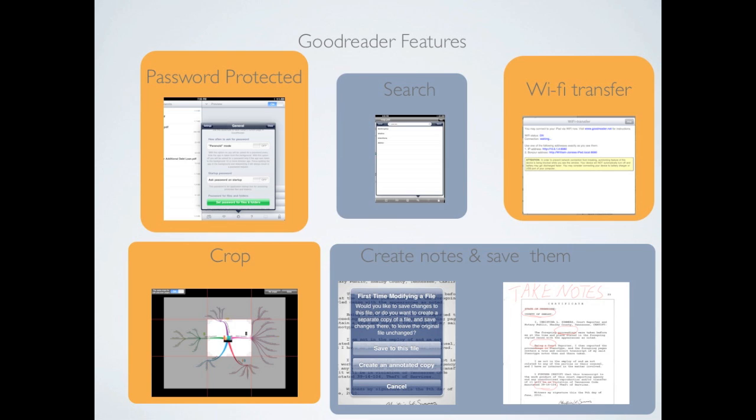There's a search function to look for words. You can transfer files over Wi-Fi. If you've got an image, you can crop it. And the cool part about it is you can create notes and save them. Now, when I say you can create notes, you'll write with your finger or a stylus. You can save them either to the original or save them as an annotated copy.